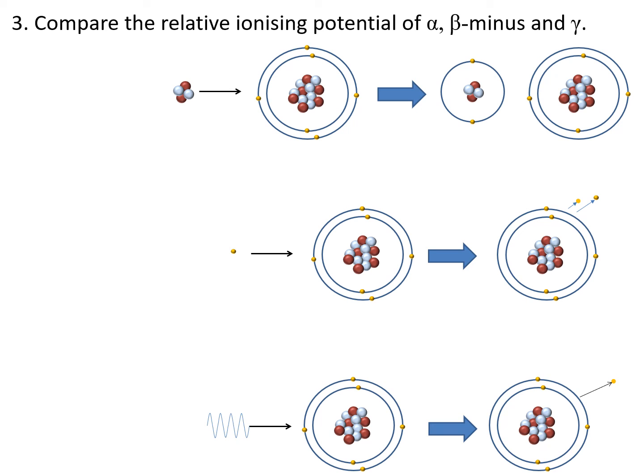Finally, compare the relative ionizing potential of alpha, beta, and gamma. Which one is the most ionizing and which one is the least ionizing?